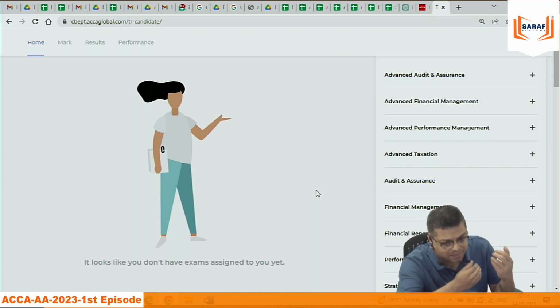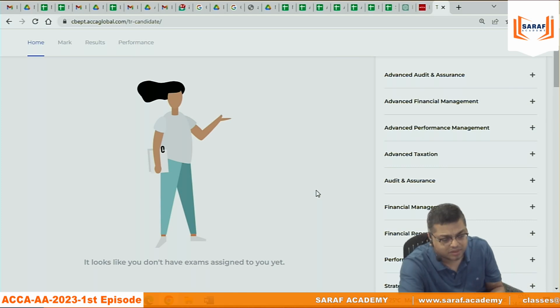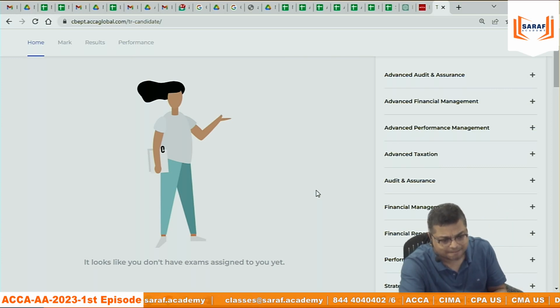Whether you give the exam by sitting at home, which we call a remote-based exam, or whether you give the exam in the exam center, which we call a center-based exam, in both situations the exam software will be the same. Whatever I showed in the last 10 minutes, the same software will open, whether you are giving the exam at home on a remote basis or in the exam center.